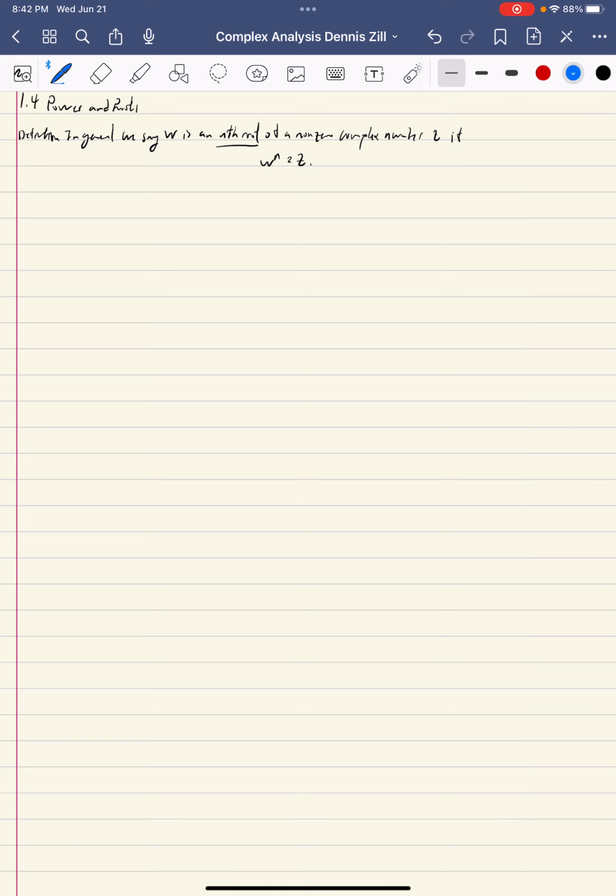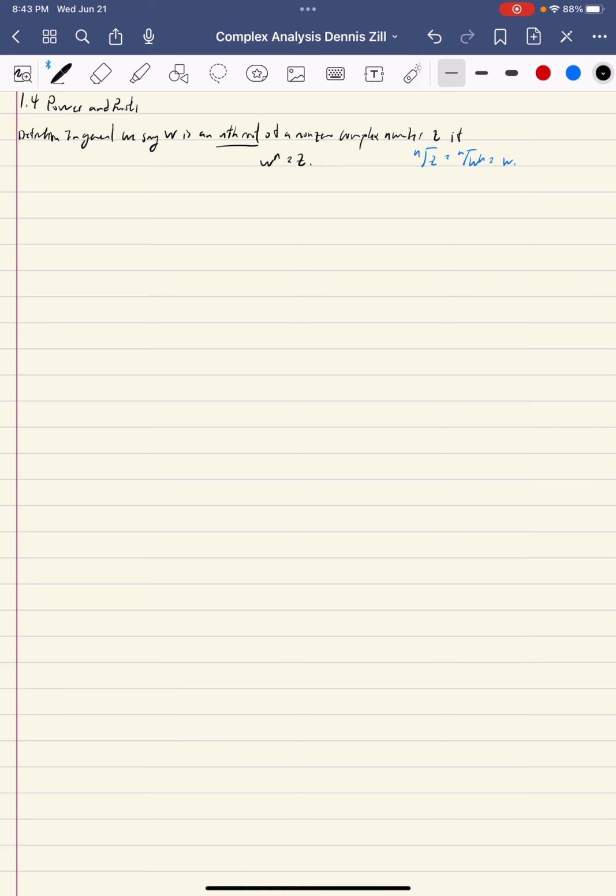Well, that is basically, if you take the nth root of Z, that is equal to W, right? No, sorry, the nth root of W to the n, that is equal to W, right? Yeah, and now let's start with a definition.